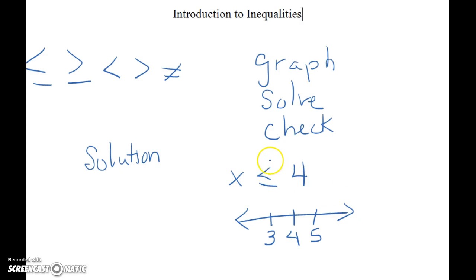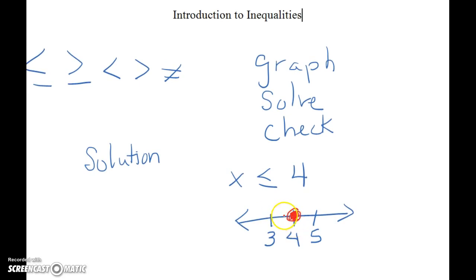This particular inequality sign tells me what symbol I'm going to have after 4. So, since this has an equal sign underneath it, at 4, I'm going to fill in that dot. That tells me that x can be equal to 4. Okay? Also, this arrow tells me that my solution can be less than 4 as well.